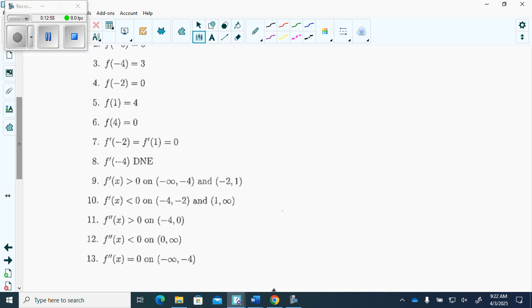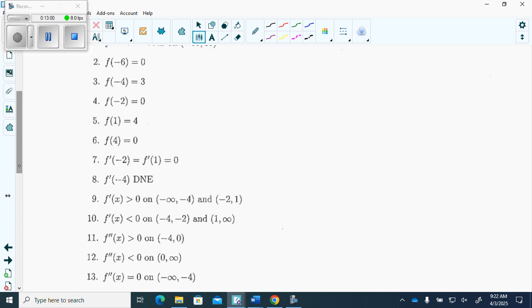So, this tells me what? F prime of negative 2 equals 0, F prime of 1 equals 0. What are those? For the first derivative equals 0, what do we find? Max, mins, points of inflection.